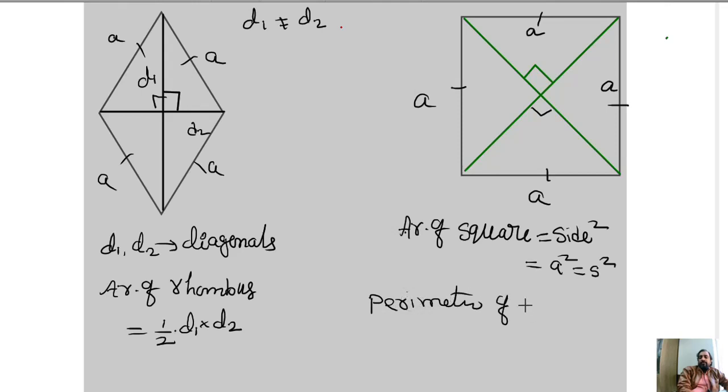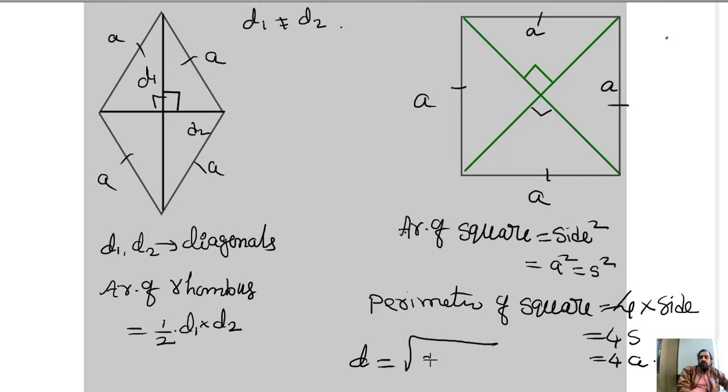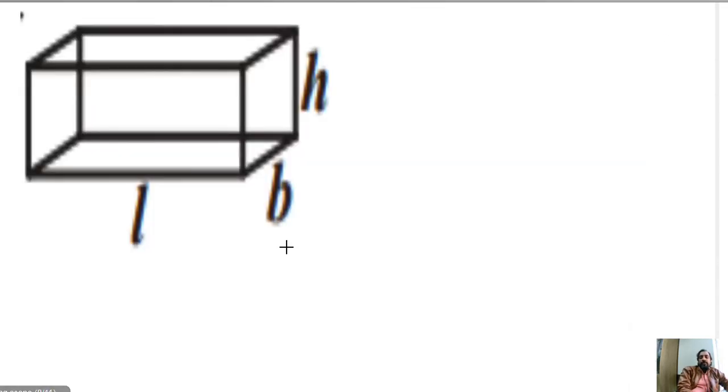Now perimeter of square. Perimeter of square is equal to 4 into side, or we can write 4s or 4 into A. So what is the length of the diagonal? D is equal to under root of A square plus A square, or root 2 A square, or root 2 A. This is about square. Coming to 3D diagram, what is this? It's a cuboid.